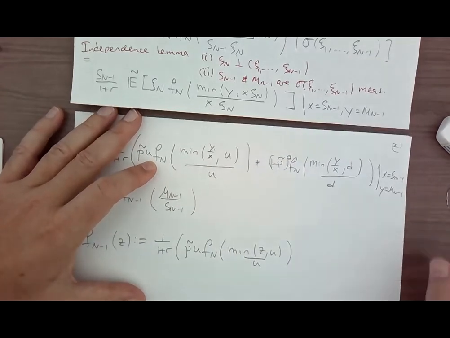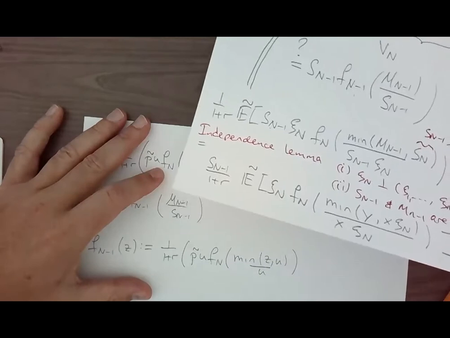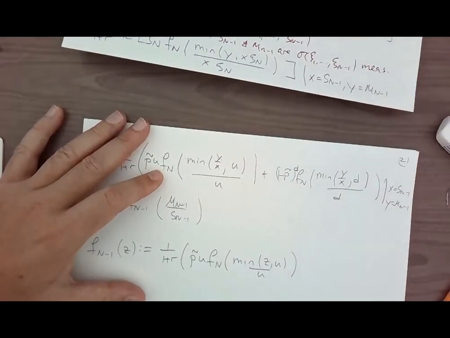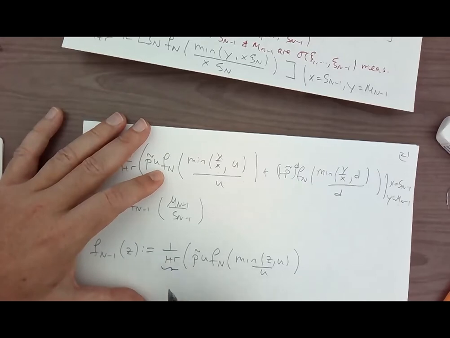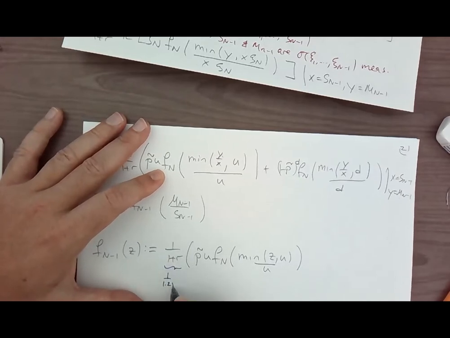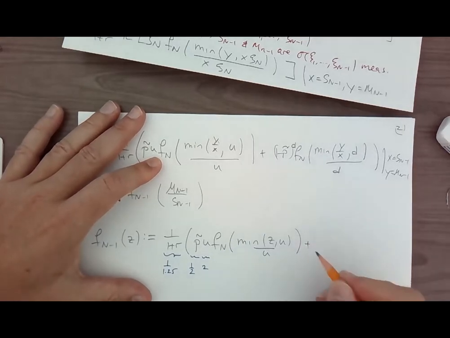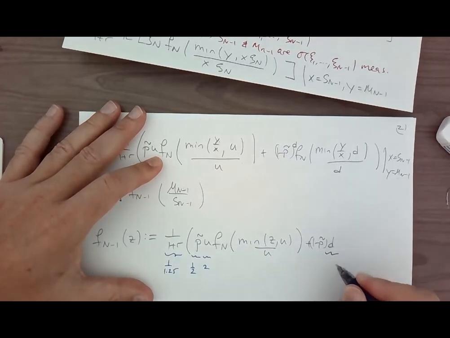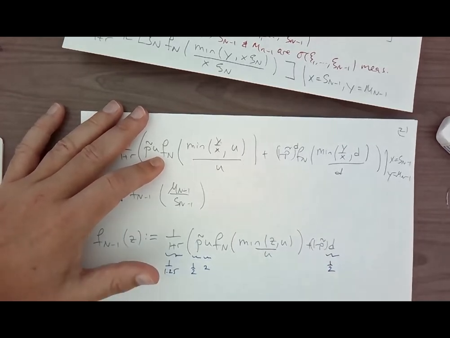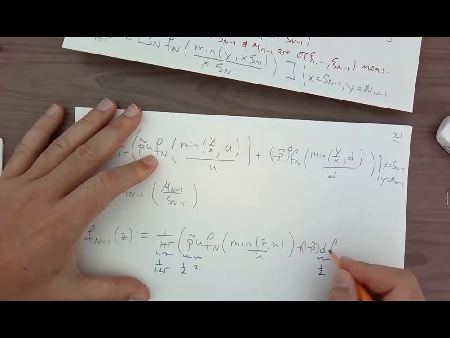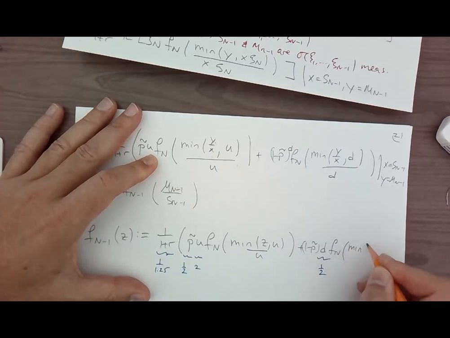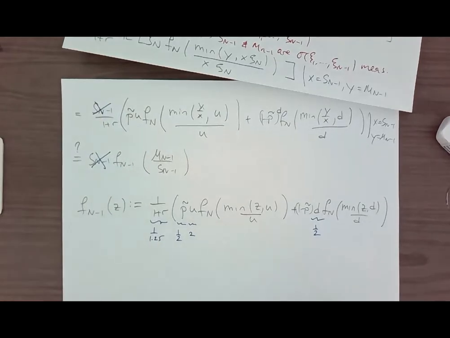I think u is equal to a specific value in the problem. So this quantity here is equal to 1 over 1.25. P was a half, u was 2. So we can plug all those values in if we so desire. It's 1 minus p tilde, and I have a d. D was a half, I think, in the problem. And then the same thing, Fn, and then you have the min with z d divided by d. That's your function at the previous time.